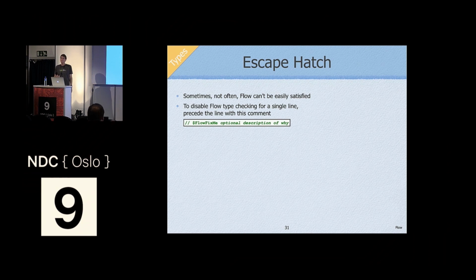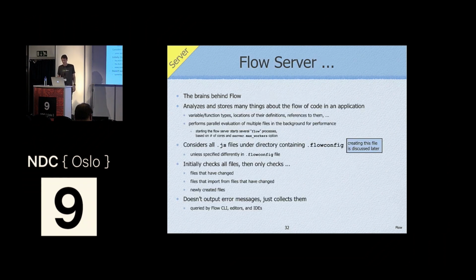But I want to emphasize that it's very rare that you run into cases where you need to use this. But it's really useful when you're just learning Flow and you've got everything working except for this one thing and you just can't figure it out now and you don't have time to work on it. You can turn off Flow just briefly for that one case.